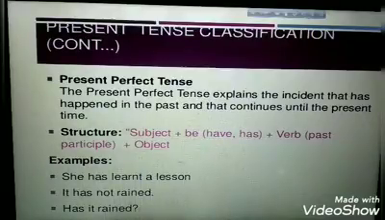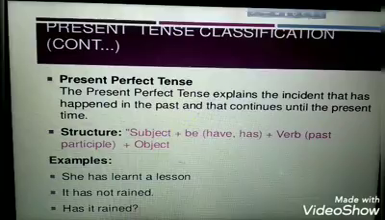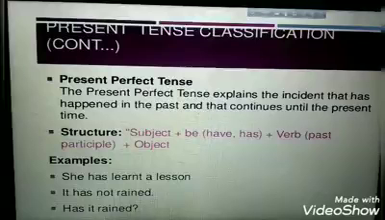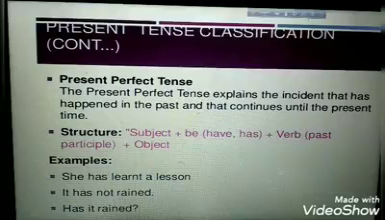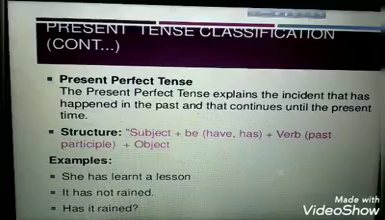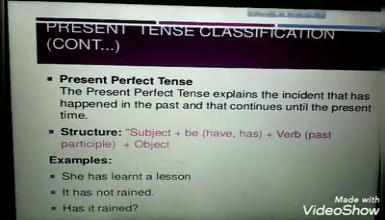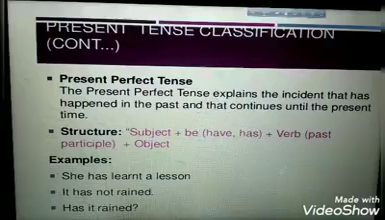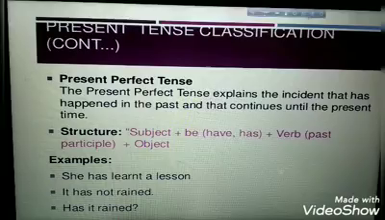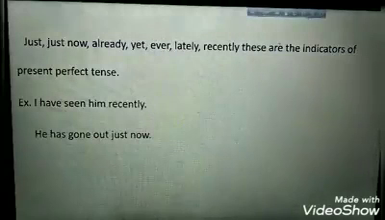So, the structure of present perfect tense: subject plus have or has, and the verb is in past participle form, plus object. Okay? There are some examples here. She has learned a lesson. It has not rained. Has it rained? So these are the examples of present perfect tense.